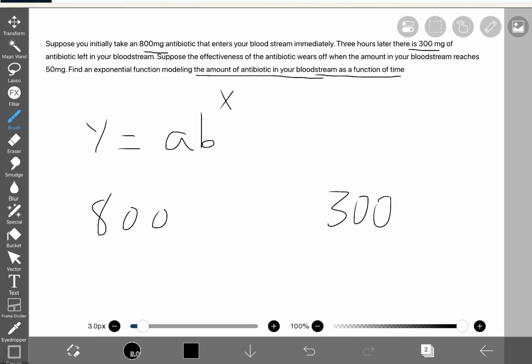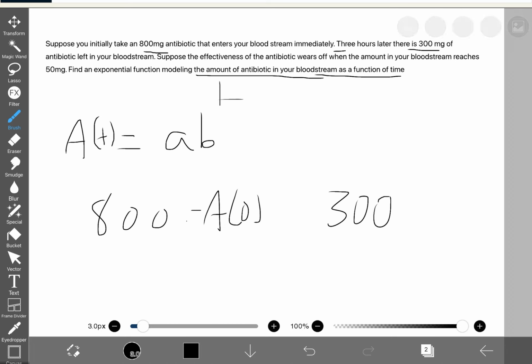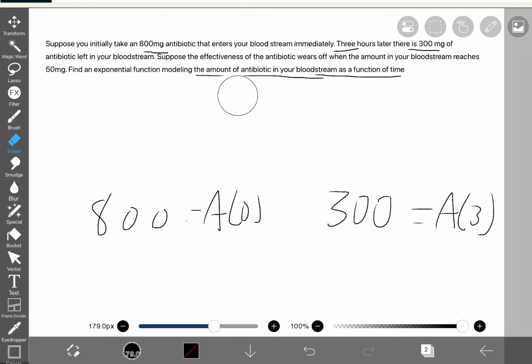So you have 800 at the beginning, right? Again, we're going to turn this into better notation later, actually we're going to change it now. We're going to change y. It still is the same thing. We're going to make it A of t for antibiotic, and t is going to be time. So A of 0 equals 800, and 300 is going to be equal to A of 3 because it's 3 hours later. And we're going to get rid of the rest of this because we understand what that is.